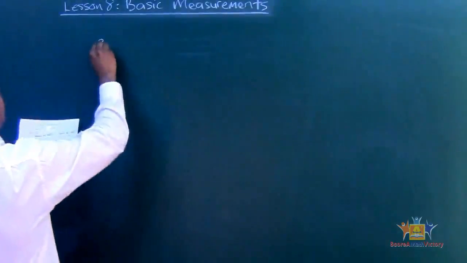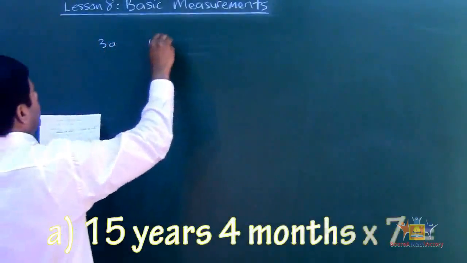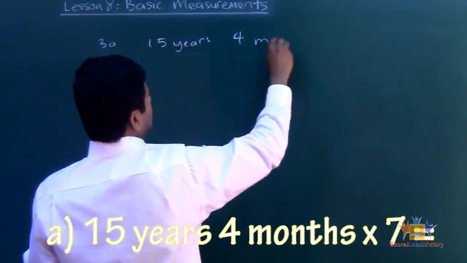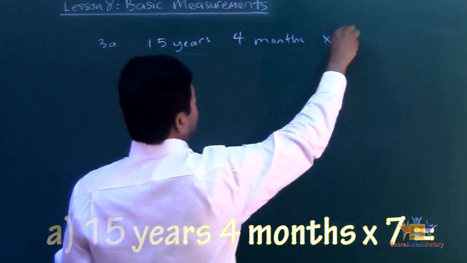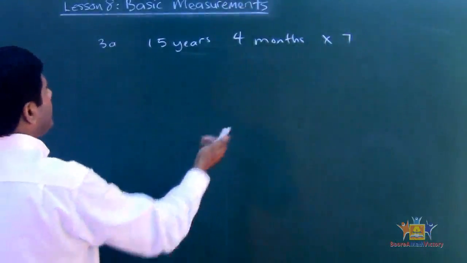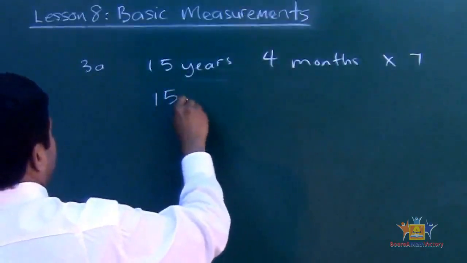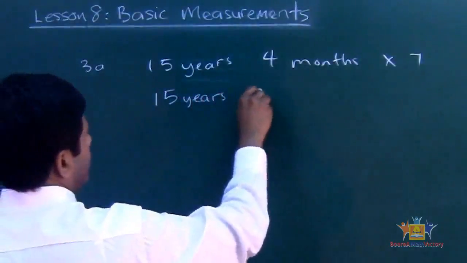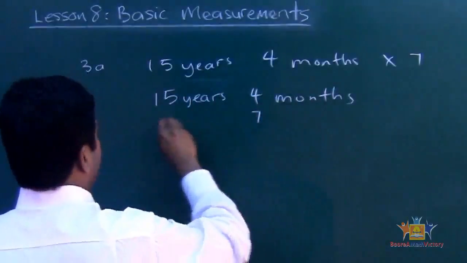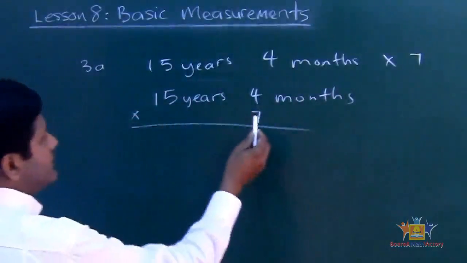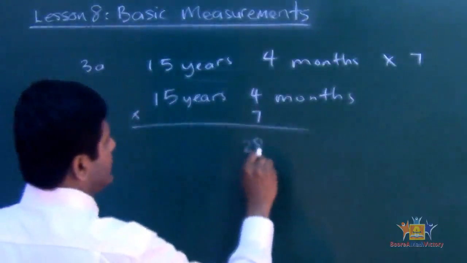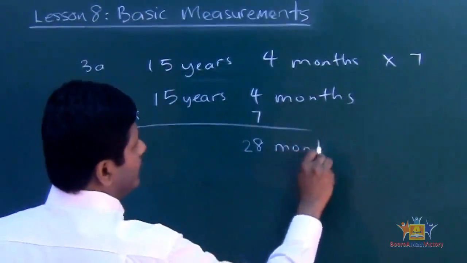Okay, good, let's do that. Number 3A. So 3A, you're given 15 years, 4 months, and you're multiplying that by 7. So, again, same thing, we'll line it up. Very important, lining them up, okay? So you put 15 years and 4 months. And then we're going to put the 7 right below the 4. And we're going to multiply. Okay? 7 times 4 is 28. Exactly. 28 months.